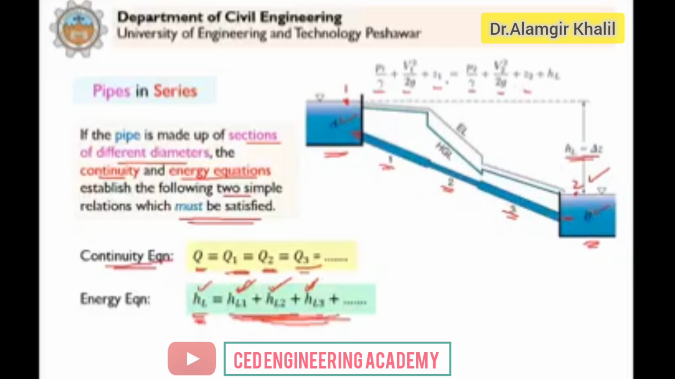Then you can see that P1 by gamma is 0 because here it is atmospheric pressure. V1 square by 2g is 0 because the velocity is very small at point 1. P2 by gamma is 0 because this pressure is again atmospheric. Similarly, V2 square by 2g is equal to 0 because again the velocity is very, very small. So what are we left with? We are left with Z1, Z2, and HL. So Z1 is equal to Z2 plus HL.